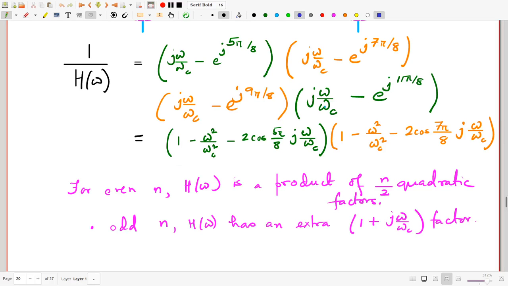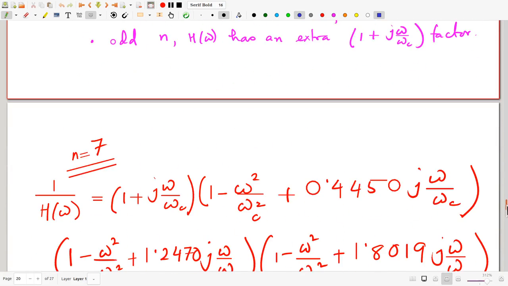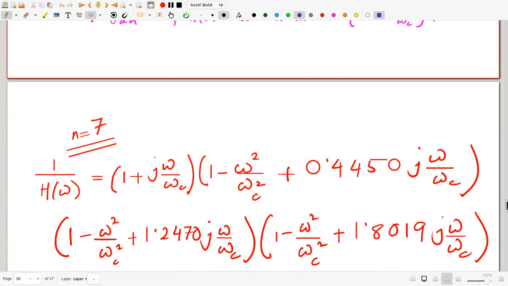To understand this a bit better, let us take a look at one more example. This is for n equals 7. Of course, here 1 by H(omega) will have 7 linear factors, and if you group up pairs of factors in the way that we just illustrated, you will get 3 quadratic factors, this, this, and this. In addition, you will have one more extra factor of 1 plus j omega by omega c.